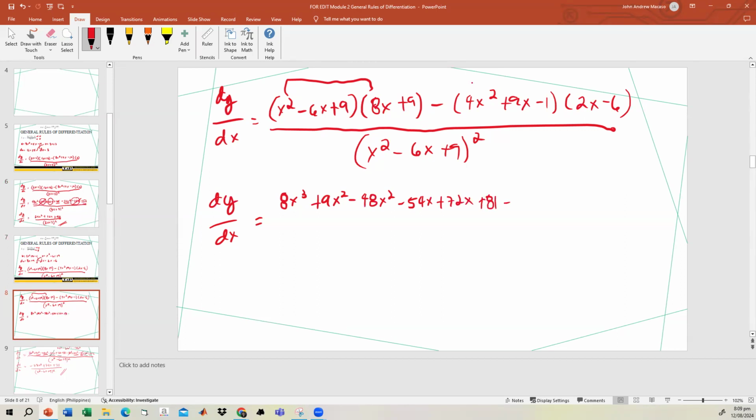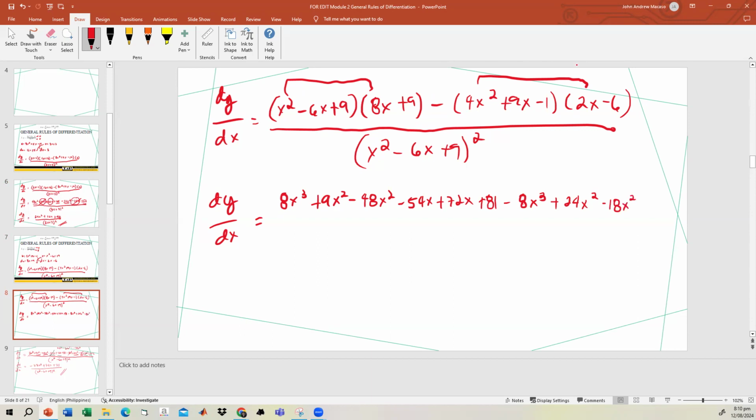Minus, we'll distribute the negative right away. So that's 4x squared times 2x. So this will become negative 8x cubed since there's a negative in here. Then 4x squared times negative 6, that's negative 24x squared, but we'll multiply by the negative, so this will become 24x squared. 9x times 2x, that's positive 18x squared, but we need to multiply by the negative, so this will become negative 18x squared.